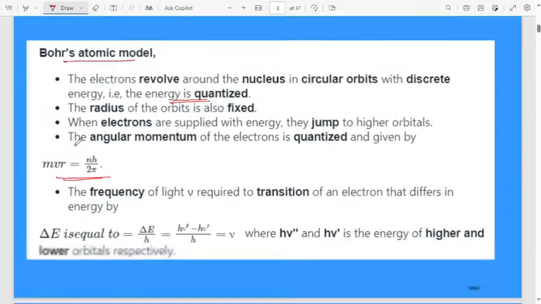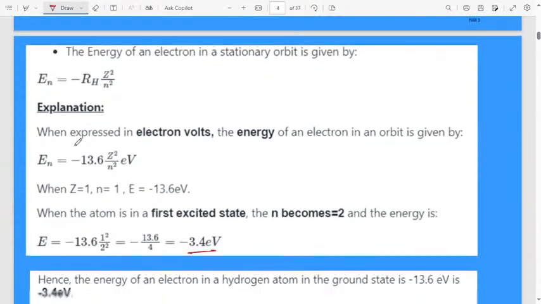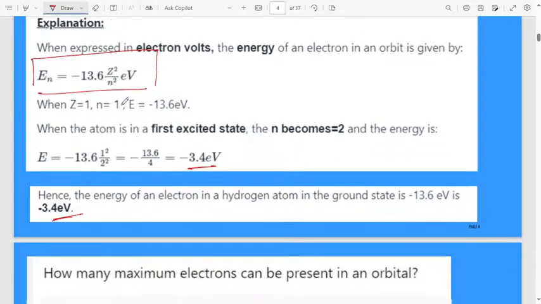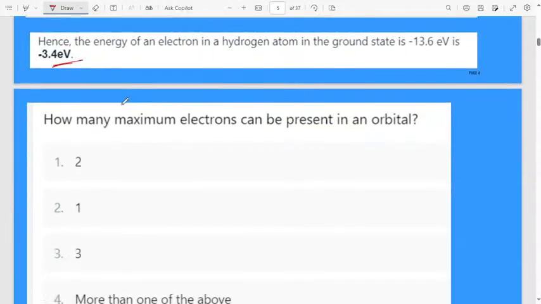Simply, you have to remember this formula: En equals minus 13.6 Z square divided by n square electron volt. For hydrogen, the Z value is 1, the atomic number is 1. Then n becomes 2, going from the first energy level to the second energy level, therefore the n value is 2.